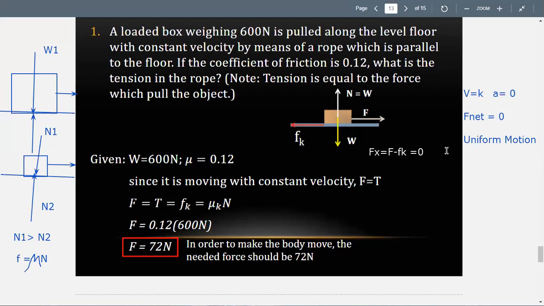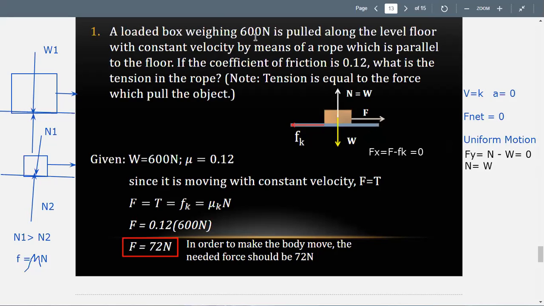Now, if we consider the vertical force, on the vertical axis, our Fy is equal to N that goes up minus W that goes down. Since the body does not move vertically, that's also equal to 0. So the net force equals 0, indicating that it is at rest vertically. Along the horizontal line, it is moving, but with constant velocity, so we can also say that the net force there is 0. If the vertical net force is 0, then we can say that N must be equal to W.